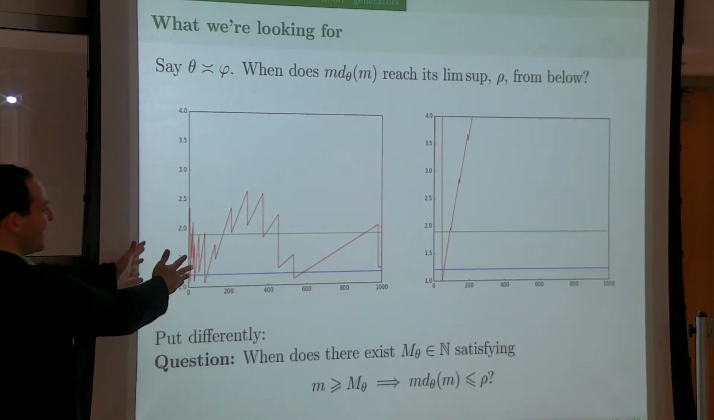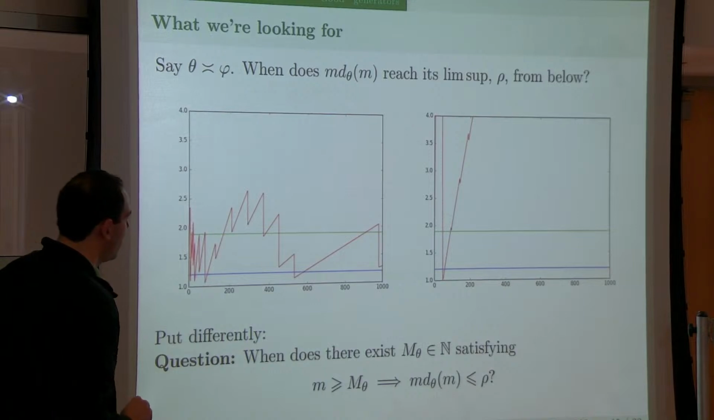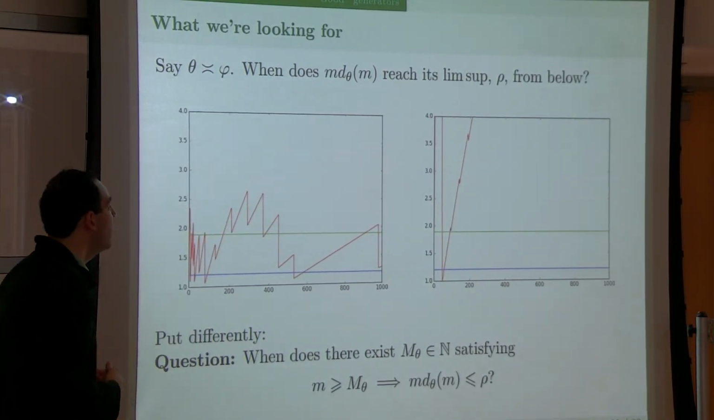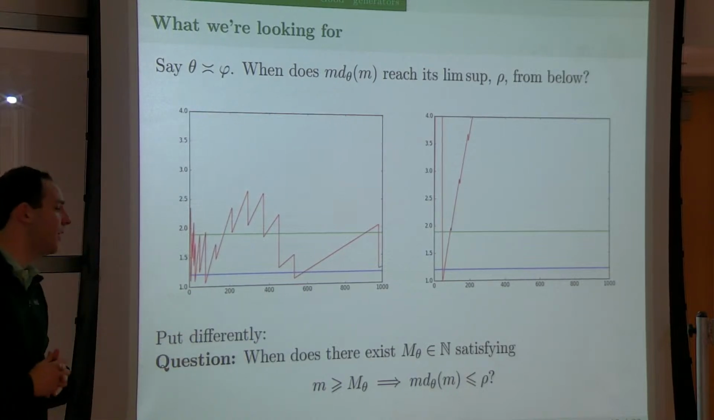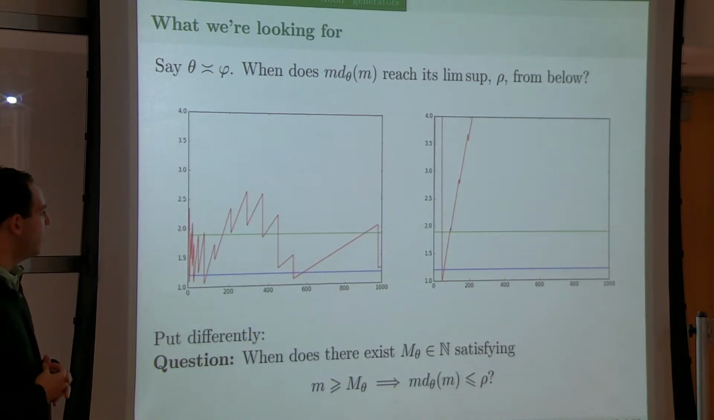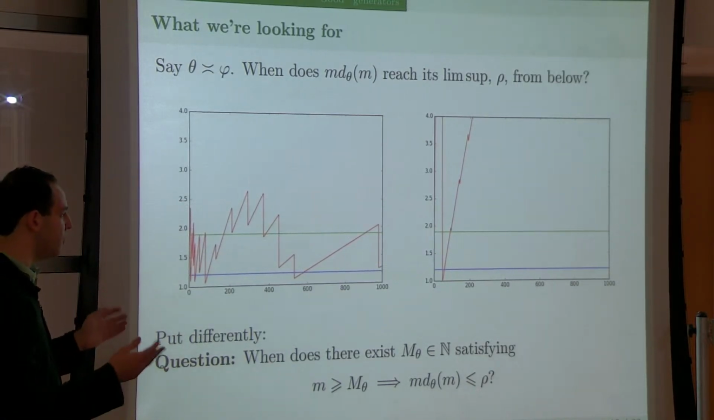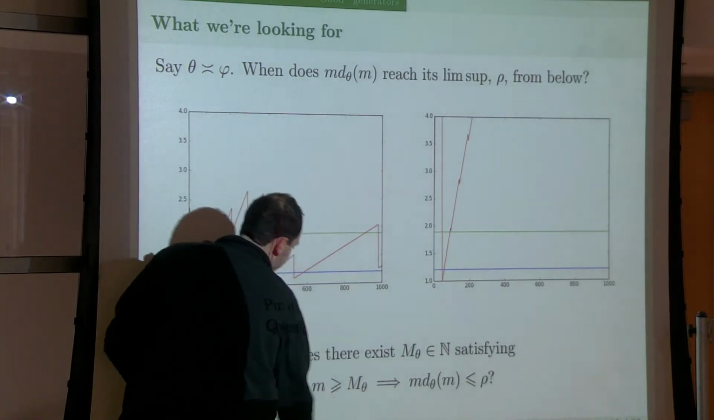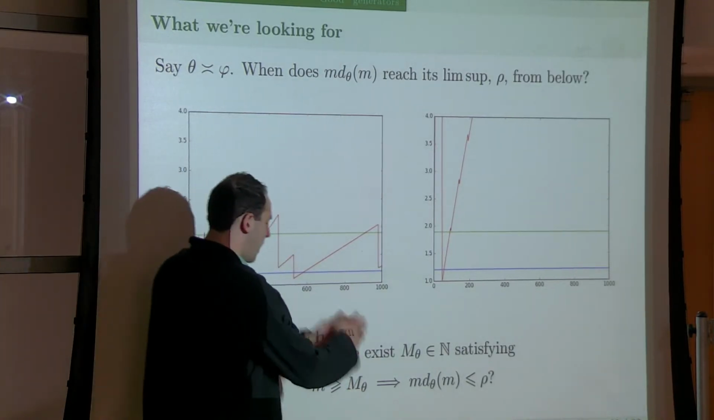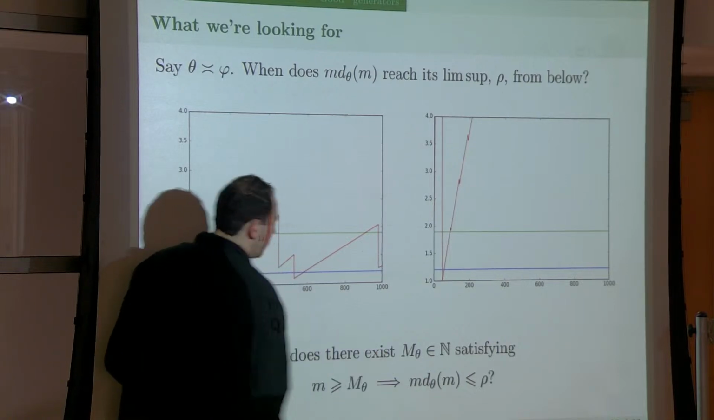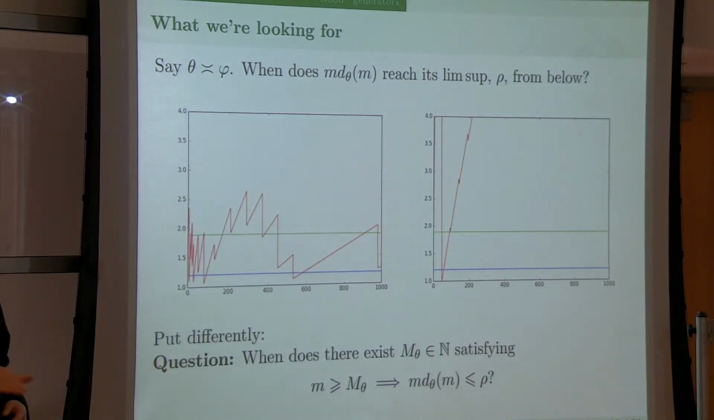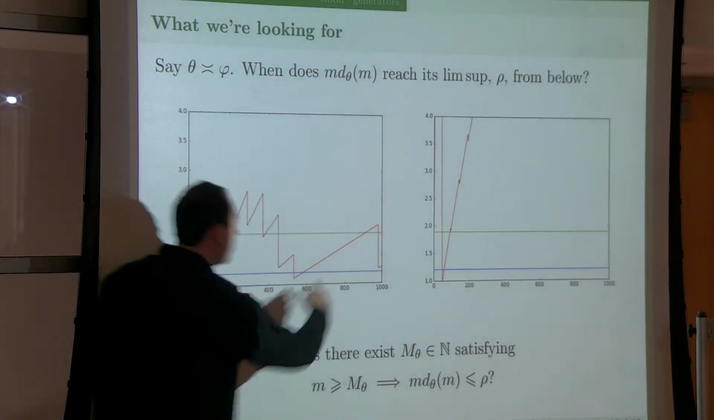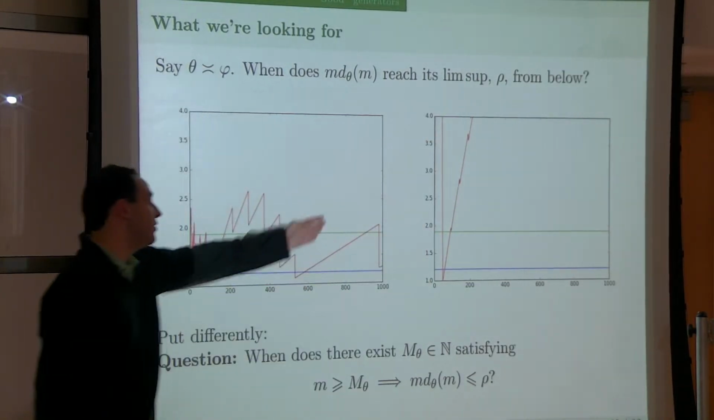I don't look at this and see any structure here. But I did choose thetas which are in this equivalence class. So the question is, can we characterize them that approach from below? Or in other words, is there this lower bound m theta for which, after that point, the md theta m's stay below, and they never do this wild behavior of popping above, or maybe popping way above, as we see for the second one.